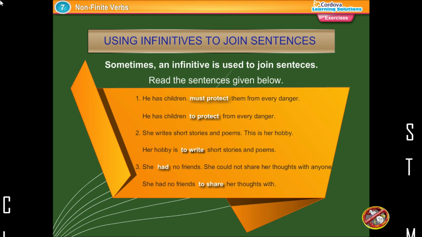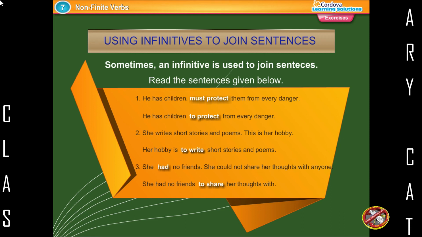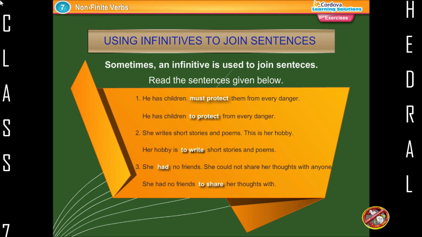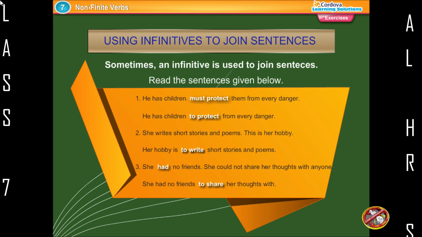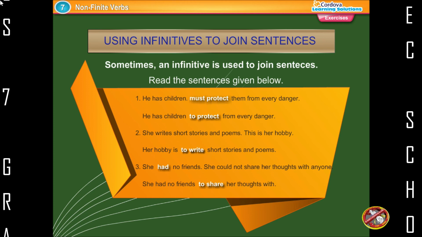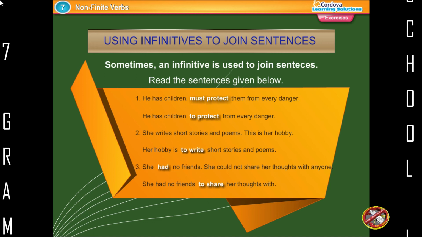She writes short stories and poems. This is her hobby. Her hobby is to write short stories and poems. She had no friends. She could not share her thoughts with anyone. She had no friends to share her thoughts with.